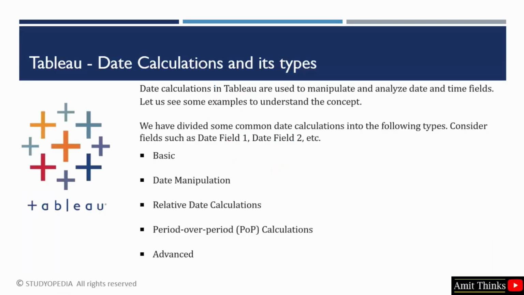So date calculations in Tableau are powerful tools for manipulating and analyzing date and time data. Here we have divided some common date calculations into basic date manipulation, relative date calculations, period over period calculations, and advanced calculations. So for understanding this, we will consider the fields as date field 1, date field 2, and others. Okay. So these are basically the built-in functions provided by Tableau for date manipulation.